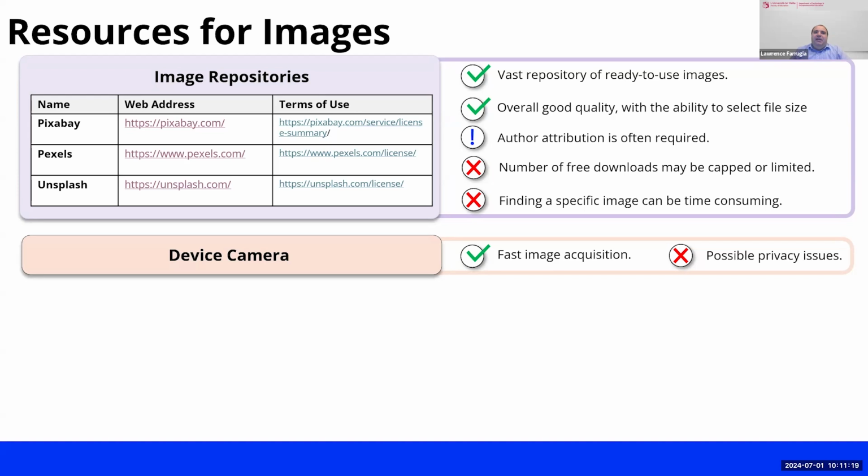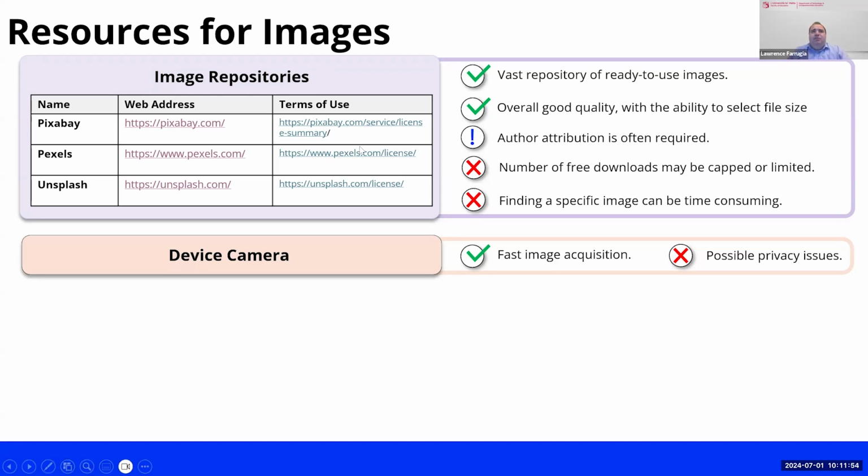The other approach is to use a device camera. So you can use either your personal smartphone's camera or you can use the camera on the device that you're using to view your augmented reality story. Of course, the benefit is that you can acquire the image very fast. However, you should also be aware of possible privacy concerns, especially if there are people in the background who may not wish to have their faces showing up in the photo, especially if this photo is going to be published into an augmented reality scene.